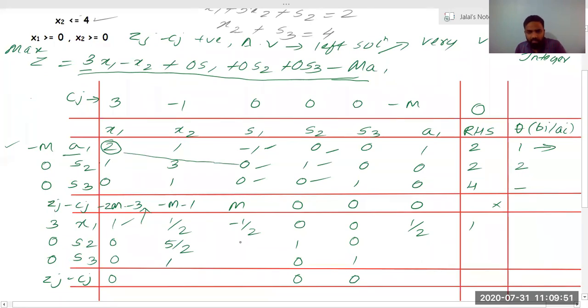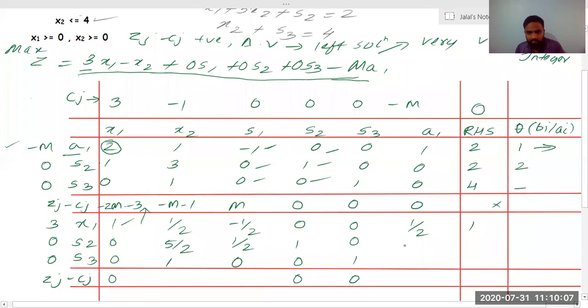So plus 1 divided by the key element, which is 2, so 1 by 2. Next, again, 2 into 0 is 0. Minus 1 into anything, minus 1 into minus of 0, will be 0 only. So 0 minus 0 will be 0. 0 divided by 2 will be 0.